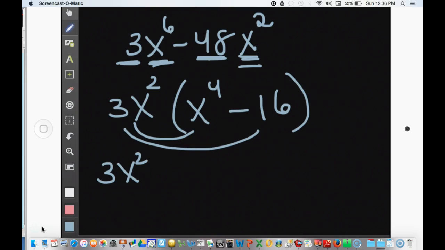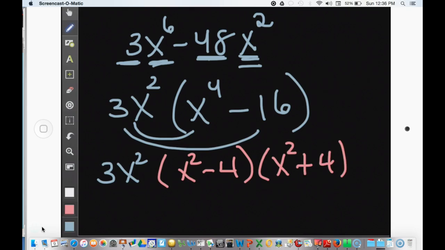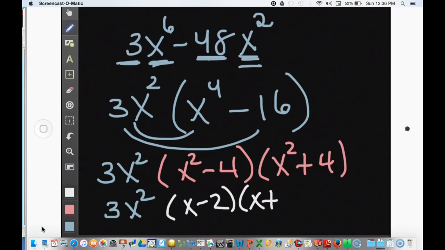We're going to make the 3x to the 4th minus 16, x squared minus 4 times x squared plus 4. And then we're going to go a step further, and we're going to factor x squared minus 4 into x minus 2 times x plus 2, leaving the last term as x squared plus 4.